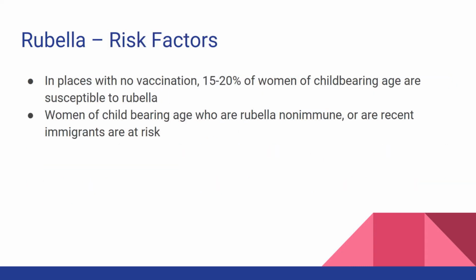So looking at risk factors, in places where there is no vaccination, 15 to 20% of women of childbearing age are susceptible to rubella. Additionally, you can also have women of childbearing age, even in the U.S., who are rubella non-immune. And so it's important to make sure to look at that whenever you're going through prenatal labs. In addition, any women who are recent immigrants are also at risk for rubella.